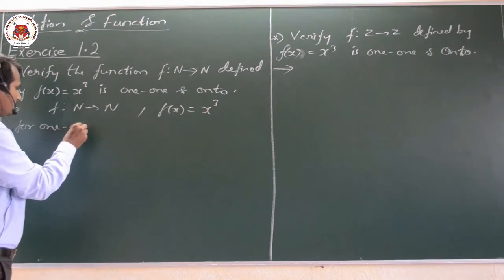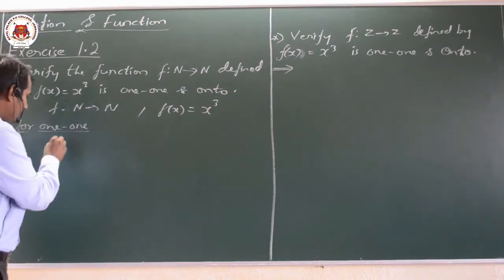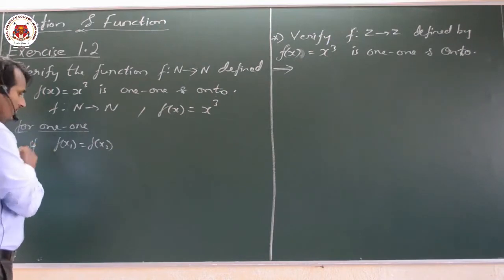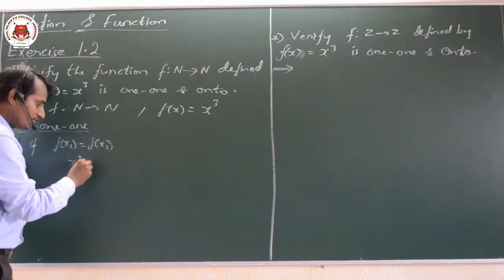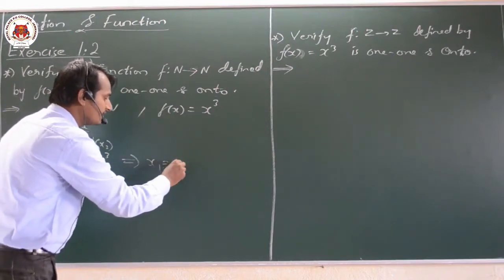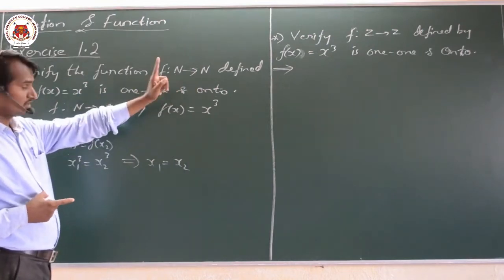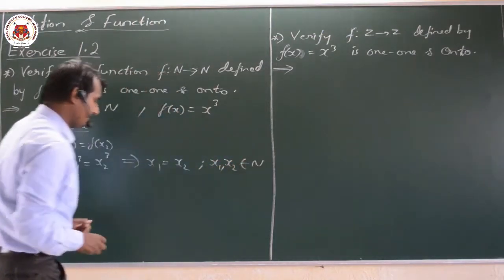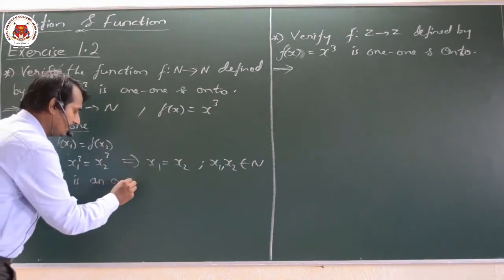For one-one, how are we finding whether it is one-one or not? That we shall see. Let f of x1 equal to f of x2. That implies x1 cube equal to x2 cube. That implies obviously x1 equal to x2, because both x1 and x2 belong to natural numbers. Therefore f is a one-one function.